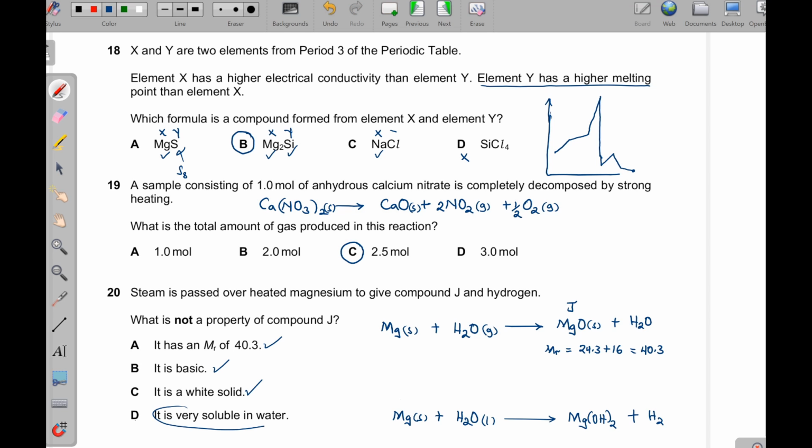Then it is very soluble in water. No, just like I said before, magnesium hydroxide is sparingly soluble in water. The solubility of group 2 hydroxides increases down the group. The explanation we give in A level is in terms of lattice energy, enthalpy of hydration, and then enthalpy of solution. So that's why our answer is what? D.